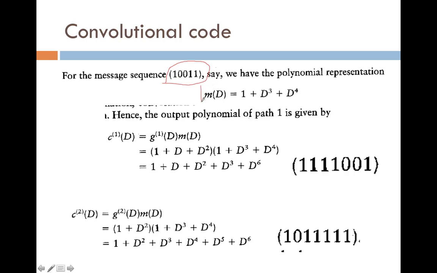I'm going to write the polynomial for this particular message sequence by considering the message sequence as coefficients of d. Here I have 1 0 0 1 1. So the first one is d power 0, the second one is d power 1, d power 2, d power 3, d power 4. The first coefficient is 1, and the coefficients of d power 1 and d power 2 are 0, and d power 3 is 1 and d power 4 is 1. Hence the polynomial related to the message sequence is 1 plus d cube plus d power 4.